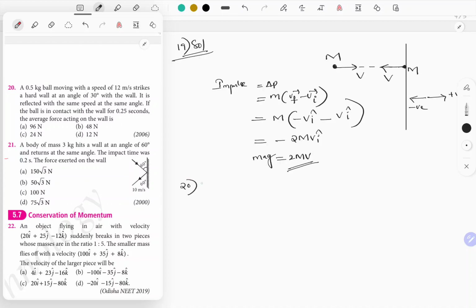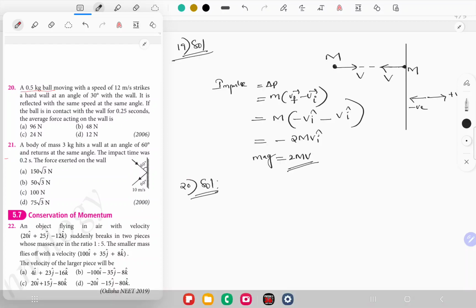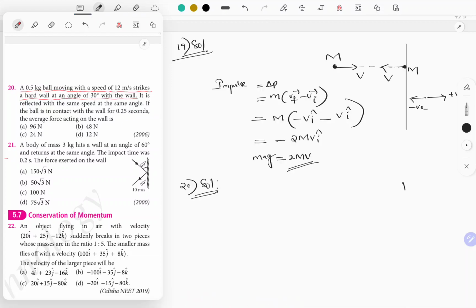In question number 20, they said a 0.5 kg ball moving with a speed of 12 meters per second strikes a hard wall at an angle of 30 degrees with the wall. Let me represent it. So follow the terminology they have given, then we can easily understand it.